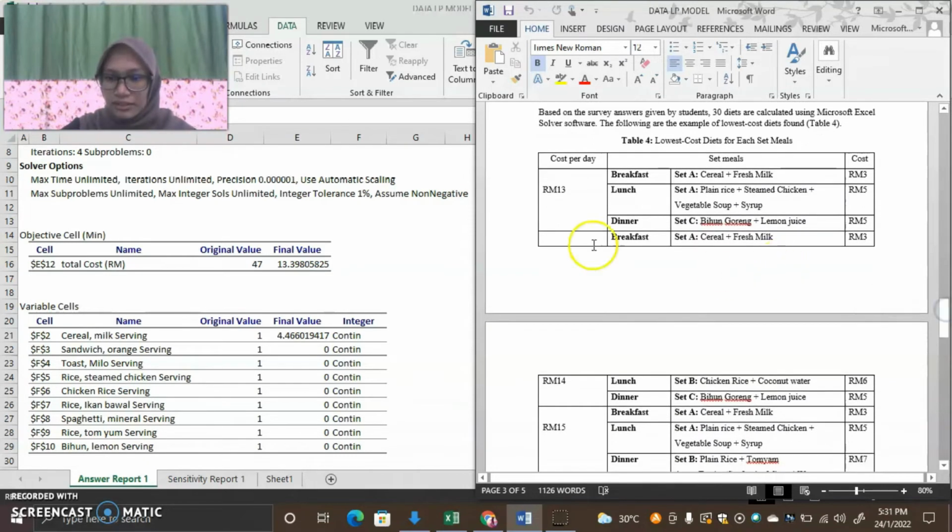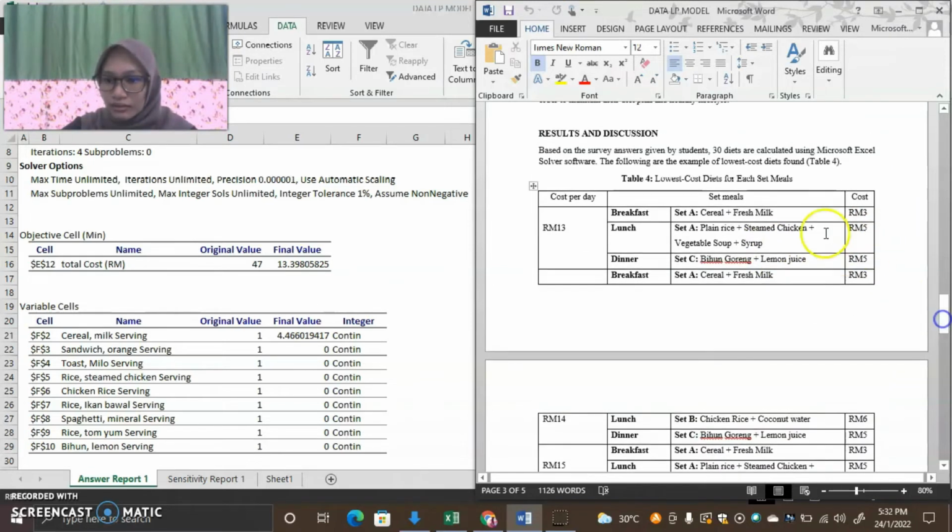The set meals that satisfied our linear programming, which is to find the lowest cost diet for each set meal, were the first set, which is set A for breakfast, set A also for lunch, and set C for dinner. Breakfast set A only costs 3 ringgit, for cereals and fresh milk, while lunch only costs 5 ringgit for plain rice, steamed chicken, vegetable soup, and syrup. And dinner only costs 5 ringgit for bihun goreng and lemon juice.